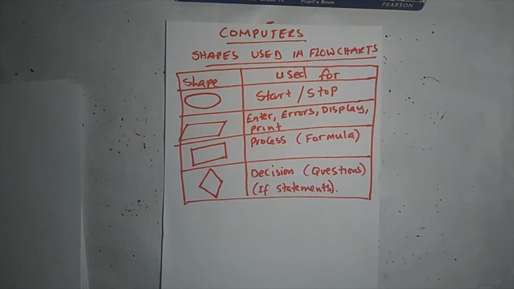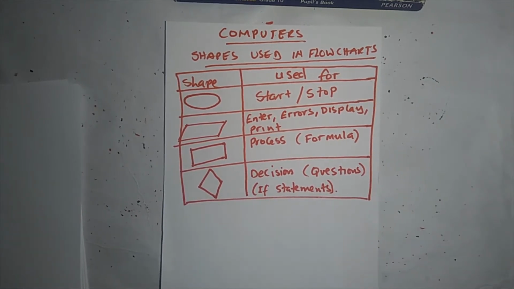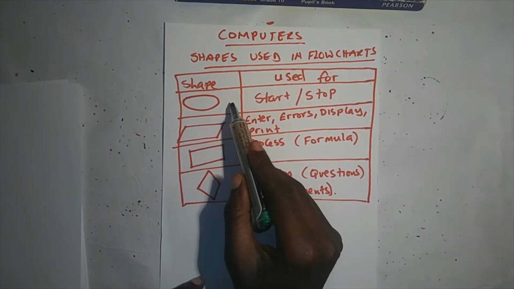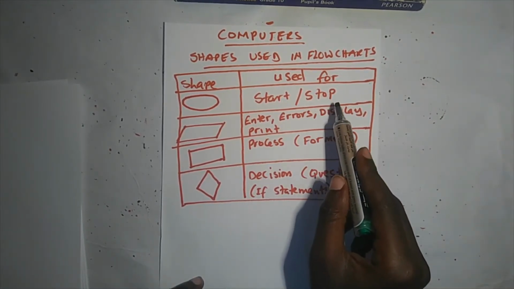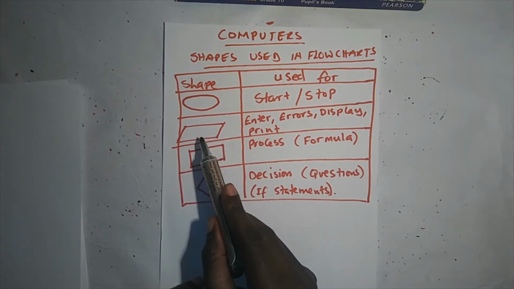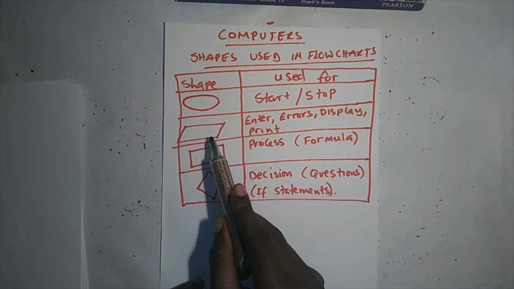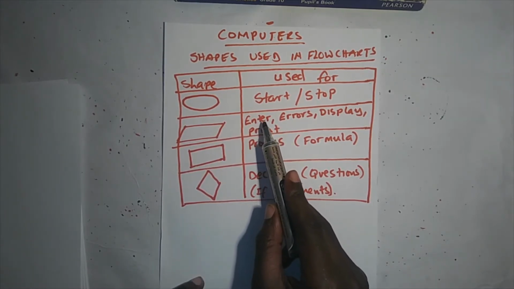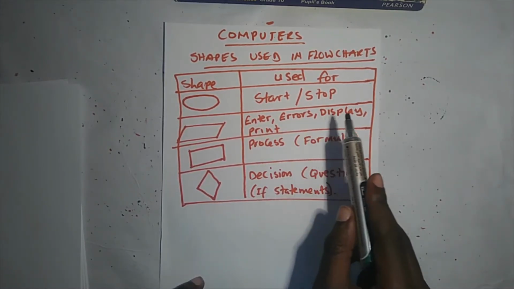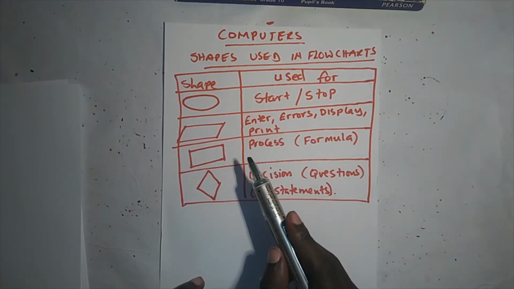Hello friends, in this lesson I want us to look at the shapes that we use when constructing flowcharts in computer programming. The first shape that we have here is called the oval, and it's used for starting and stopping a program. The next shape is the parallelogram. It's used for entering, for errors, for display, and for printing.